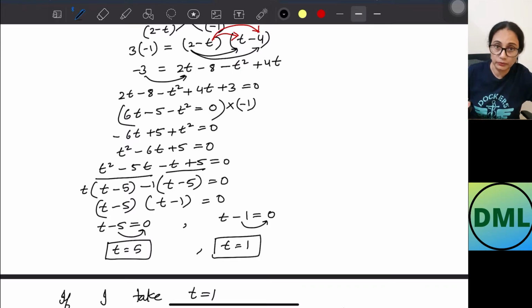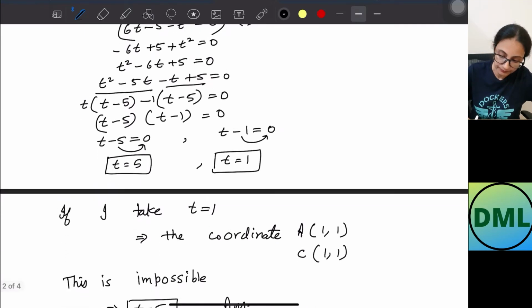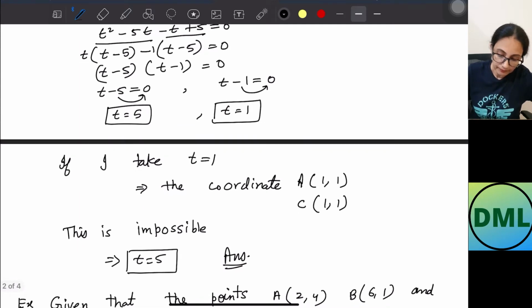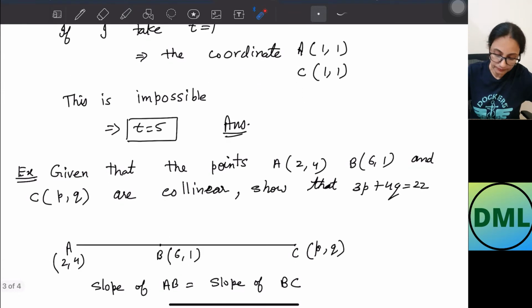These are the two values of t. Now let's substitute those values in the coordinates. If I take t is equal to 1, the coordinates A will become (1, 1) and C will become (1, 1). So the two points have the same coordinates, which is not possible. That means this is impossible. So I have to take t is equal to 5 as my answer. Let's take one more example.